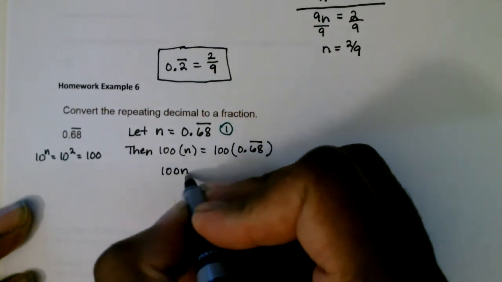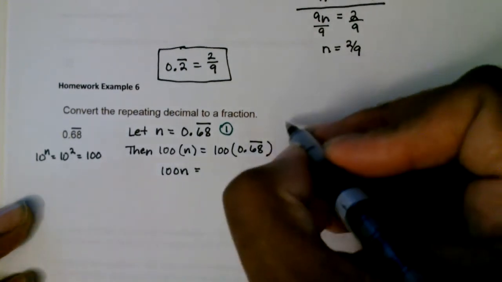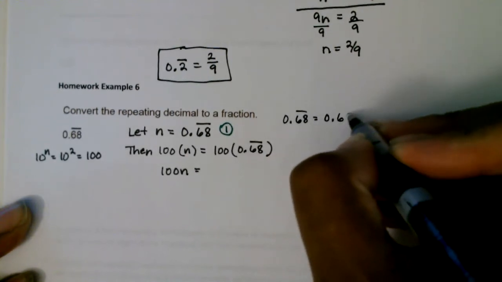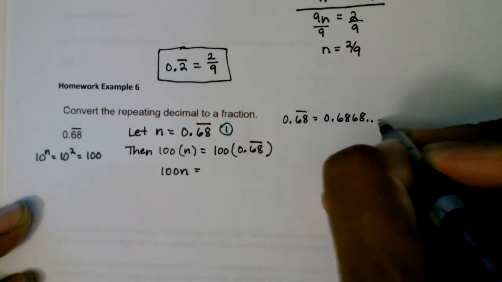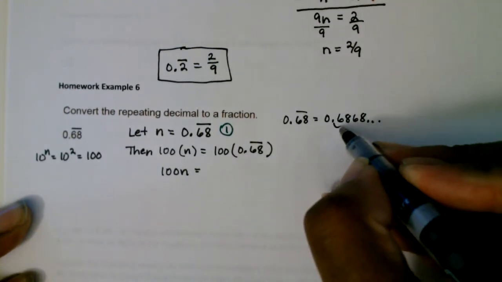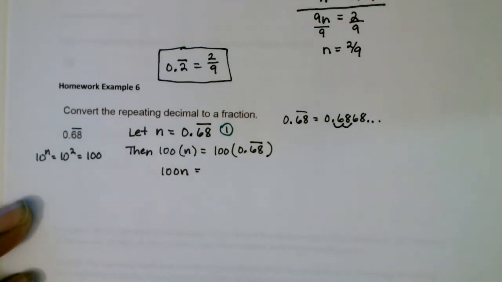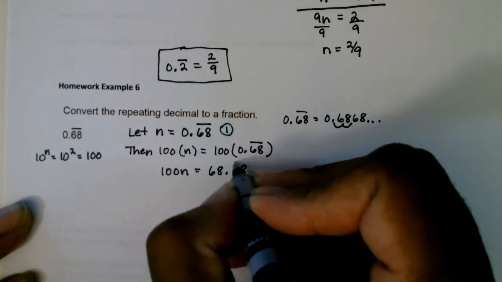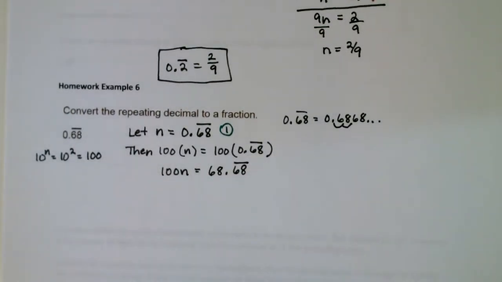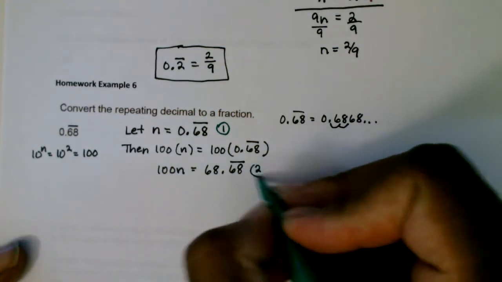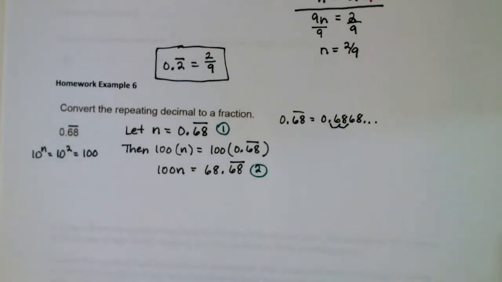So this side will be 100n equal to, now the 0.68 repeating means 0.68, 68, and so on. When I multiply that by 100, I'm moving the decimal point 2 places to the right. So 100n is equal to 68.68 repeating. That's going to be equation 2.